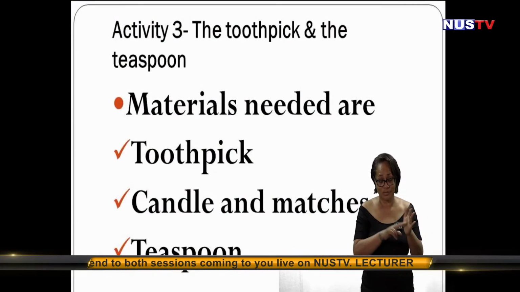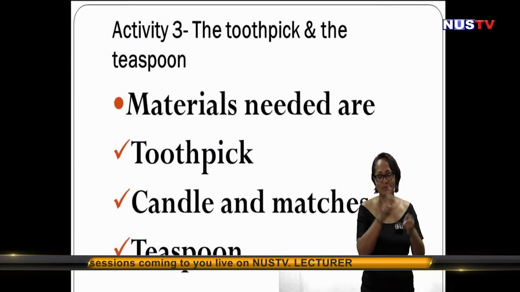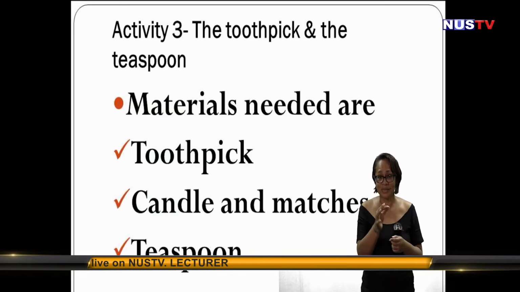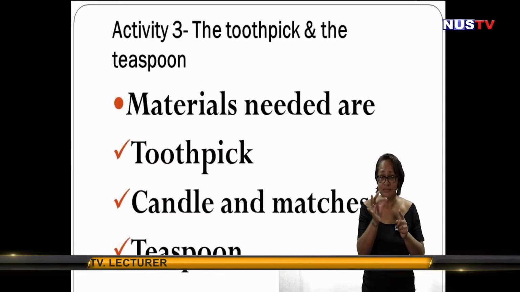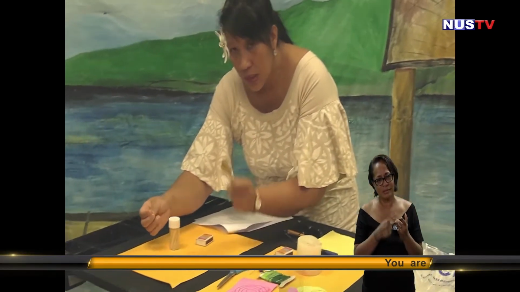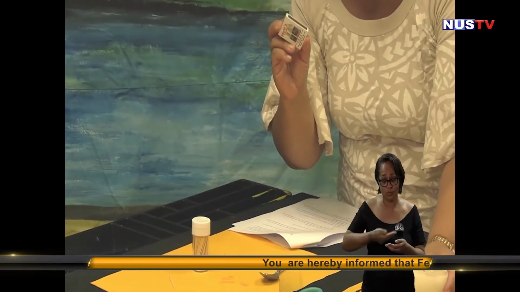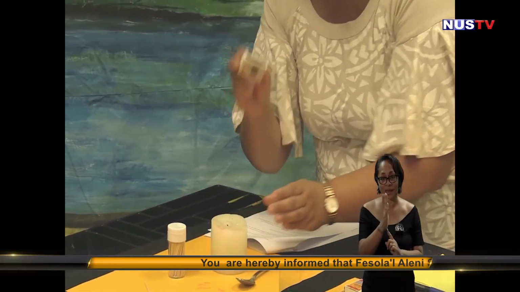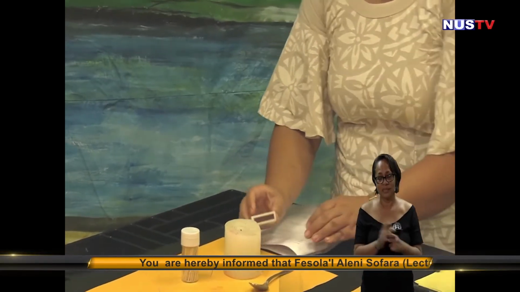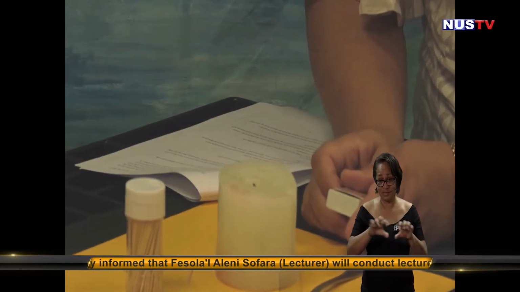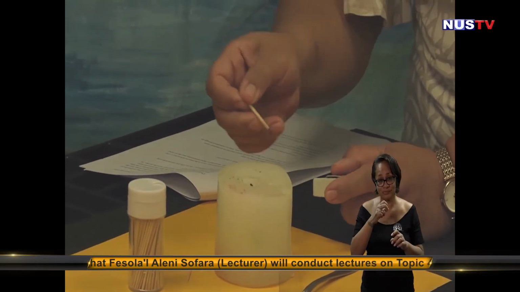Activity 3, again, very simple materials are needed. Just a toothpick, again the candle, and the teaspoon. That's all we need. A toothpick and a spoon. And of course the candle that we used for activity 2 and a box of matches. What are we going to do for this activity? We're going to light the candle.